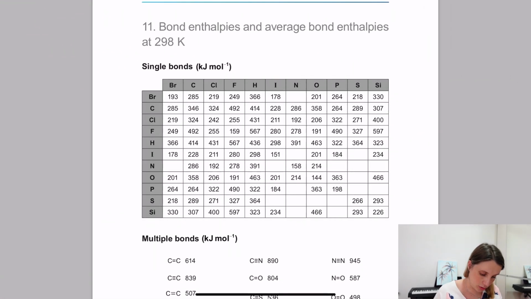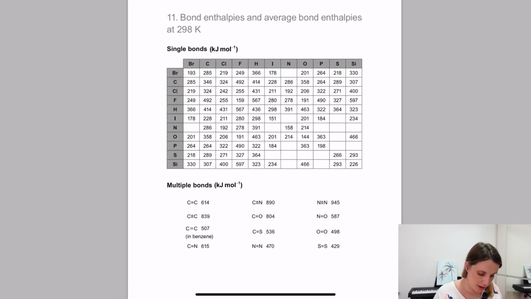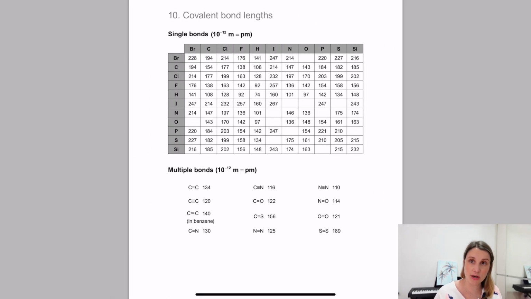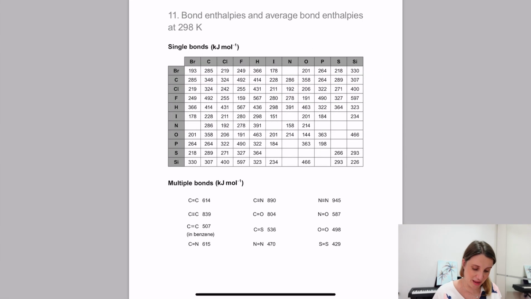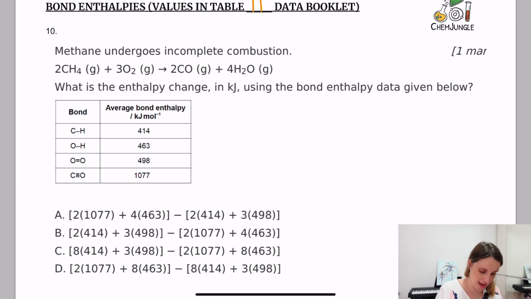Back on table 11, bond enthalpies and average bond enthalpies at 298 Kelvin. Be cautious that table 10 with the covalent bond lengths looks really similar. So this one is table 11 for the bond enthalpies. So just so that you know that's there.